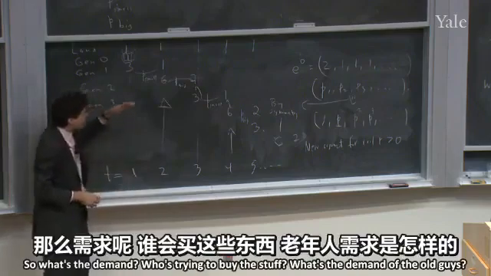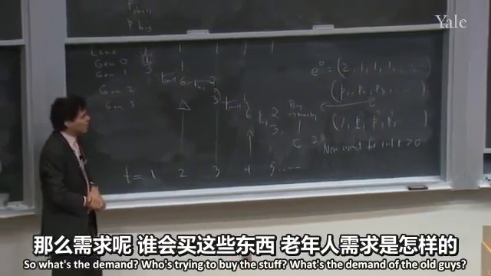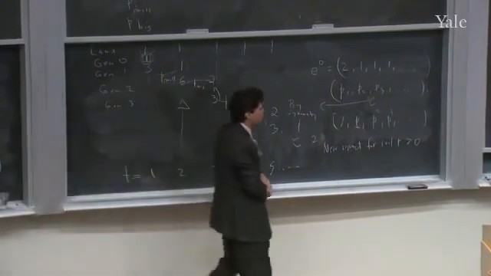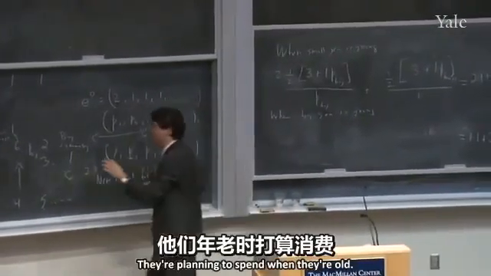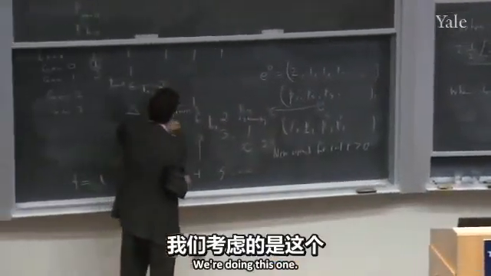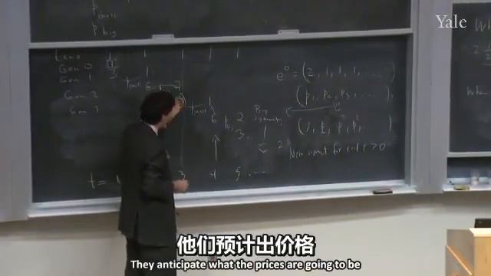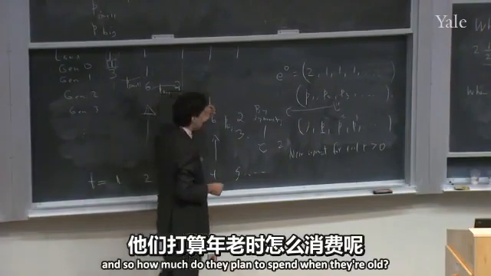That's the supply. So what's the demand? Who's trying to buy the stuff? What's the demand of the old guys? They're going to spend all the resources they have. So, and that's going to be what? They're planning to spend when they're old. Okay, we're doing this one. So they make their plans when they're young. They anticipate what the prices are going to be, and so how much do they plan to spend when they're old?